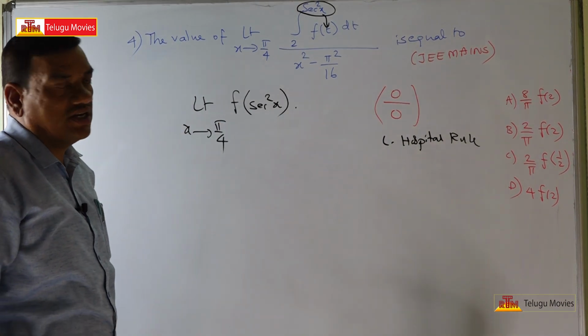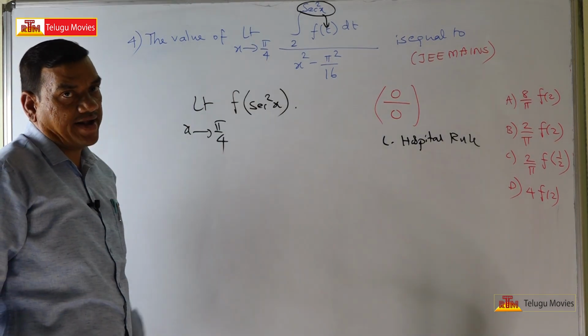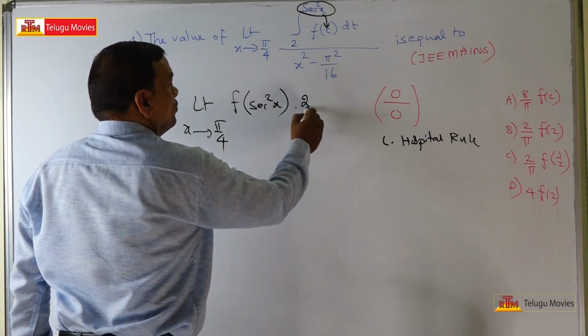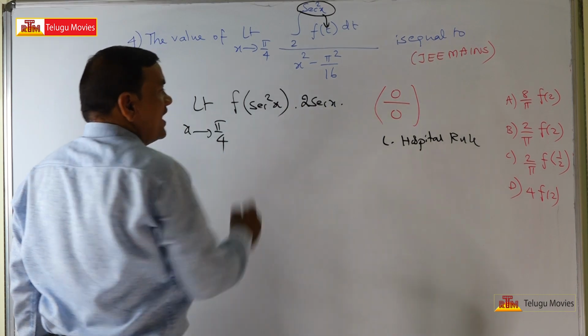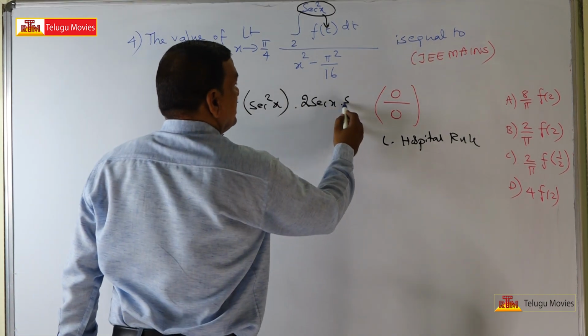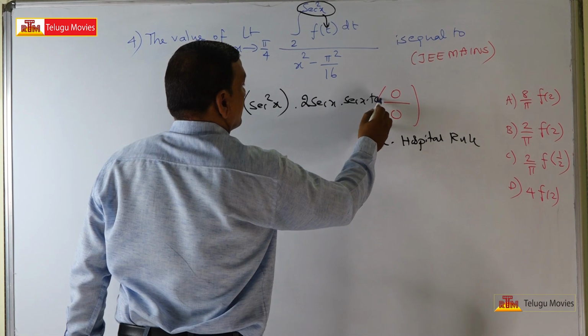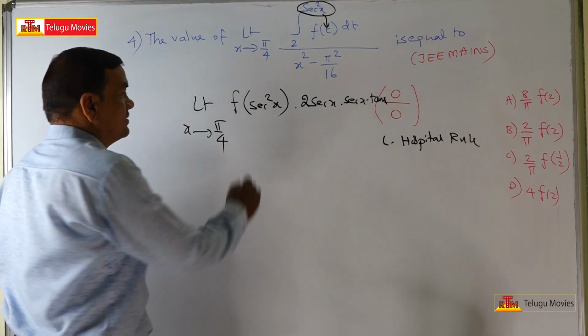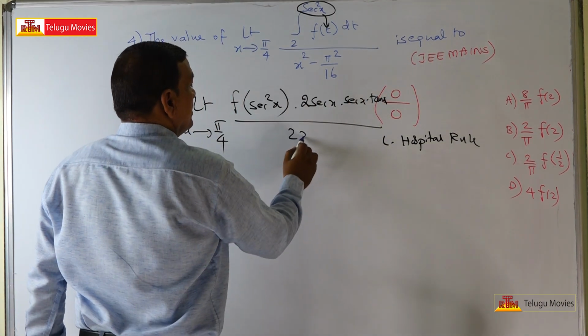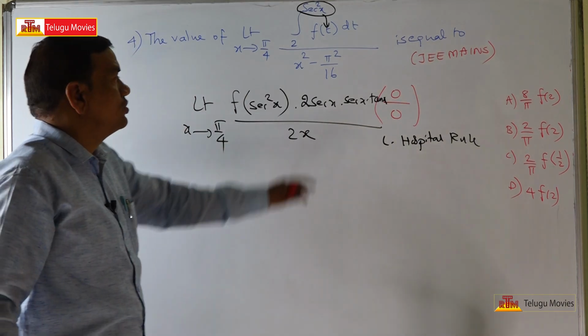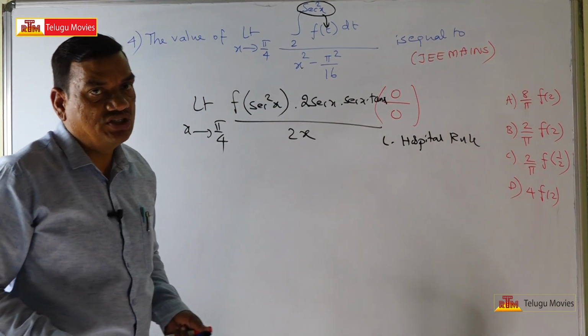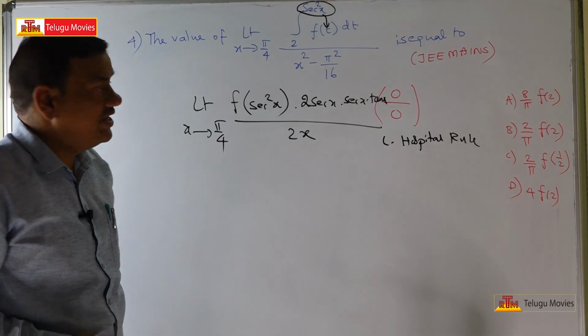What is the secant square x derivative? First it is in the form of x square. X square means 2 secant x. Again secant x derivative, secant x into tan x. Secant x into tan x by the x square derivative 2x. So minus pi square by 16 derivative, since it is a constant, its derivative is 0.